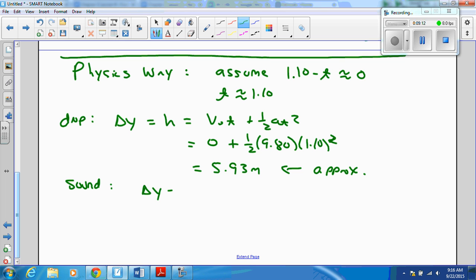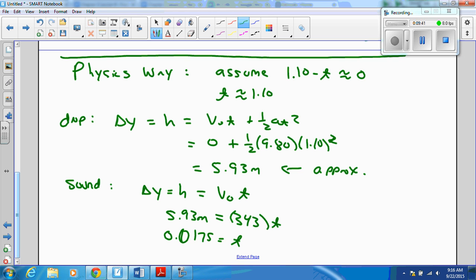How long does the sound really take? If I set the distance of 5.93 meters equal to the speed of sound times time, and solve for the time, what I find is that the time that the sound takes is 0.017 seconds. 17 milliseconds. About the same amount of time that you get for a real fast slapback echo.